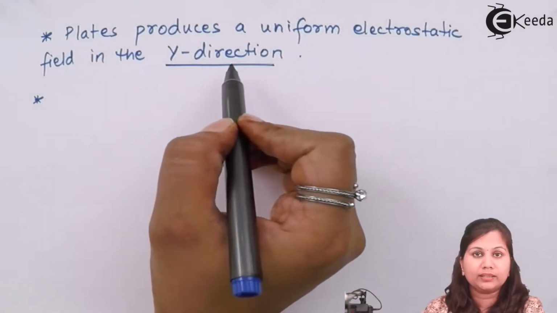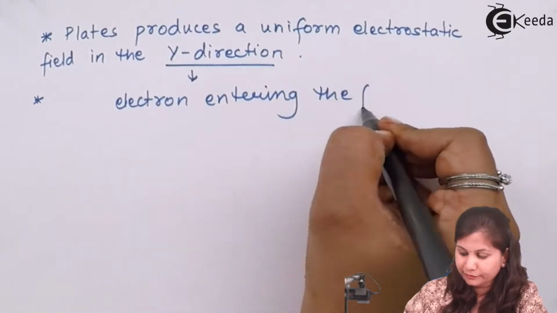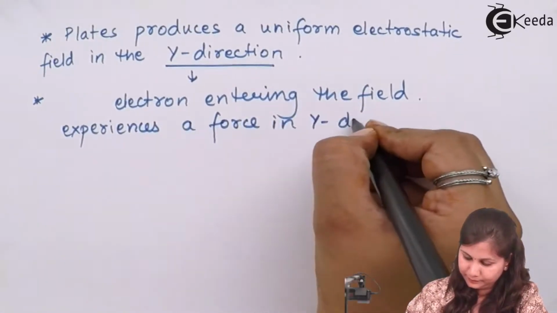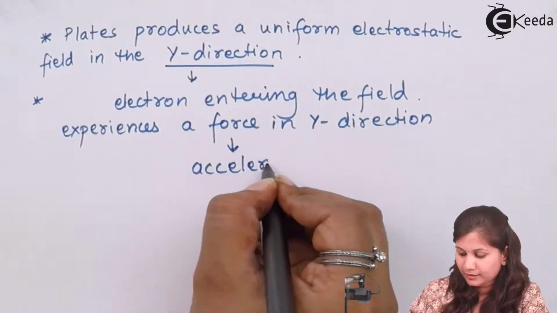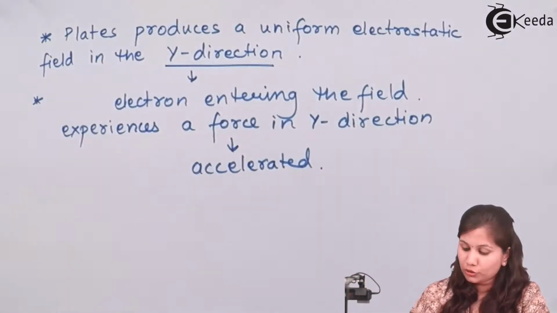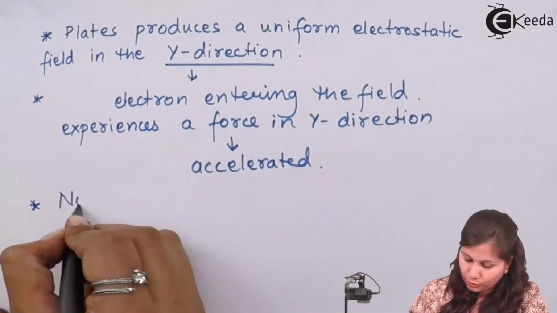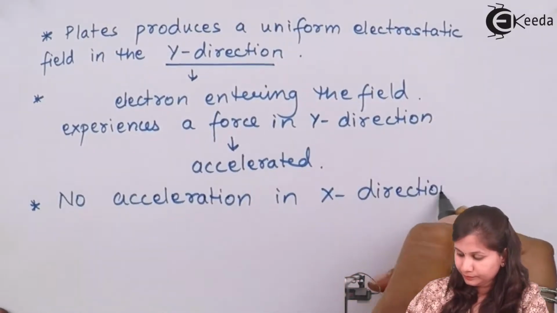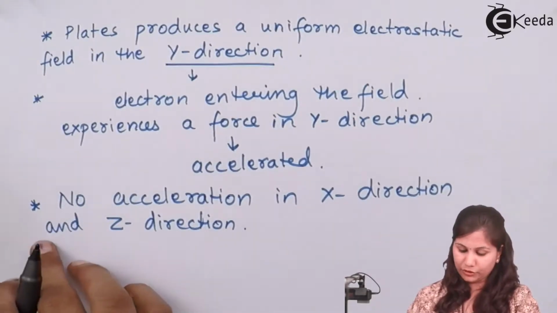Here, because the plates are producing the electrostatic field in the y direction, and due to that force, the electron will be accelerated in the y direction. But there is no electrostatic field in the x direction, so there is no force in that direction also, and no acceleration will be caused. So no acceleration in x and z direction. Now, based on this fact, we are going to do the derivation.